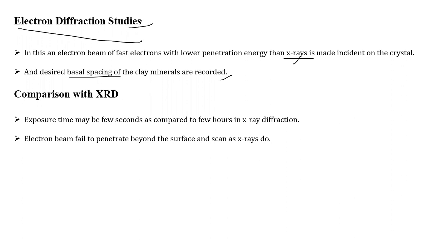If you compare with X-rays, both are the same, sir. Why should we use this one? There are some advantages over X-ray diffraction. Exposure time may be a few seconds compared with a few hours in X-rays. Another advantage is that the electron beam can penetrate beyond the surface. It goes very deep. The electrons can go throughout the sample, but X-rays cannot go beyond that. So this is the advantage over X-rays. We can save time and analyze very properly compared with X-ray diffraction, so we can use electron diffraction studies very effectively.